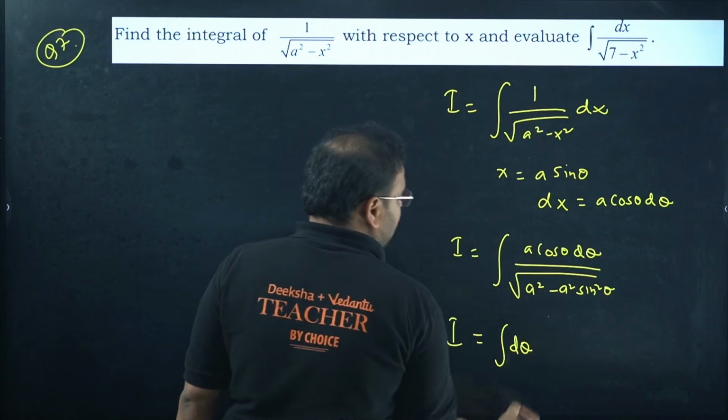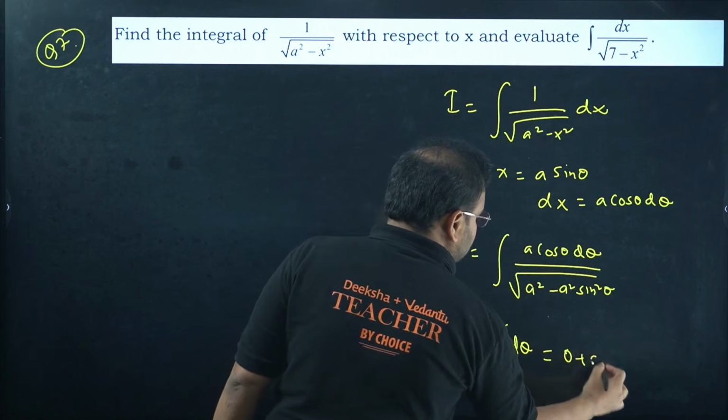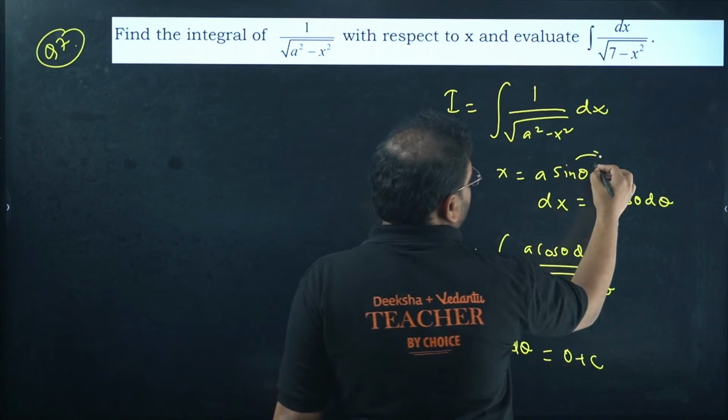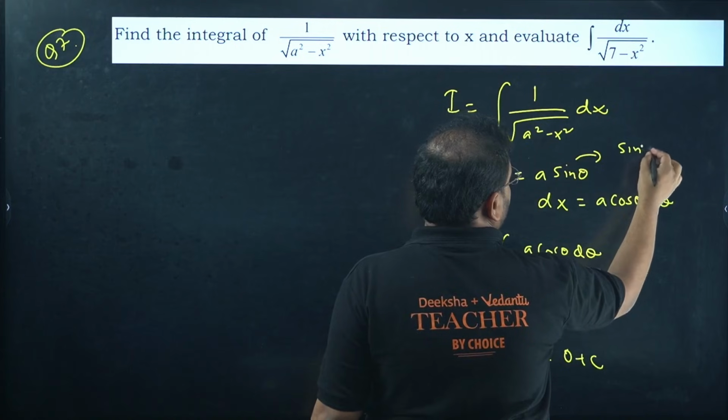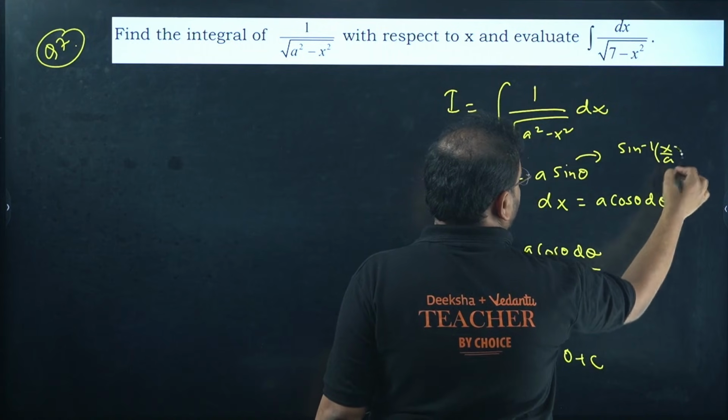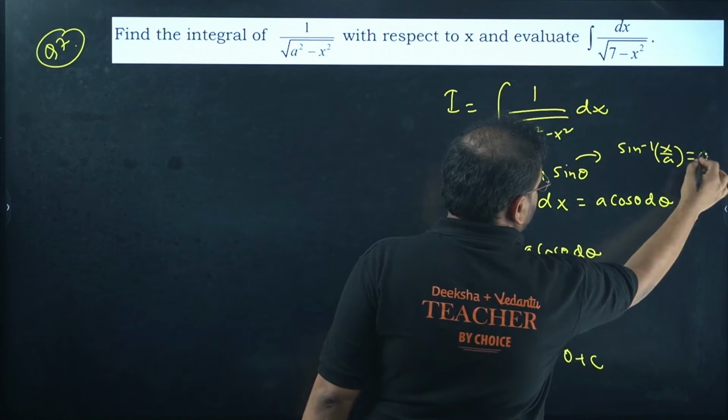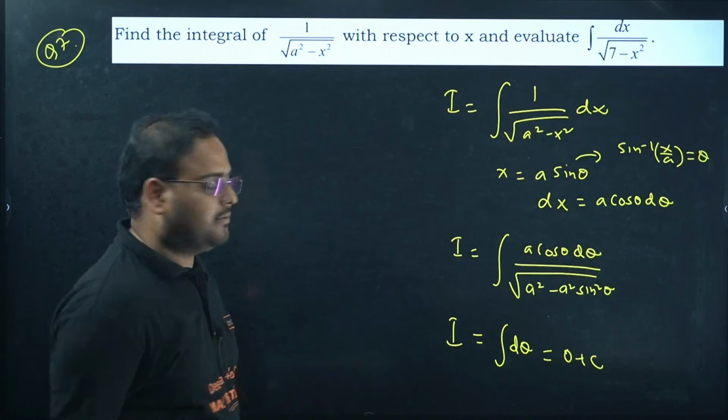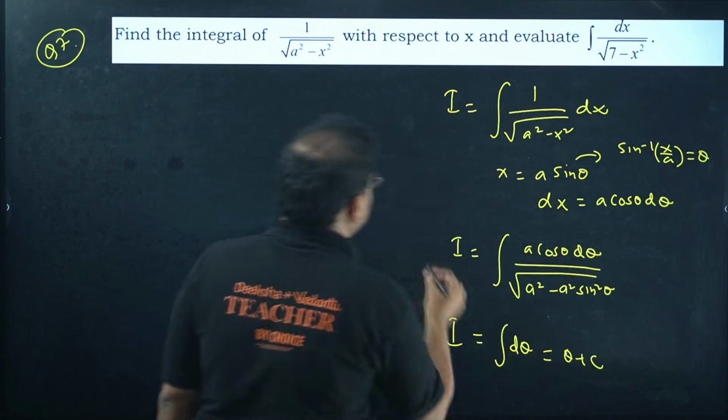You'll have simply the integration as d theta. The answer becomes what? Theta plus c. Check here. The theta value will be what? Sine inverse of x by a is the value of theta. Got it? So please solve this question, guys.